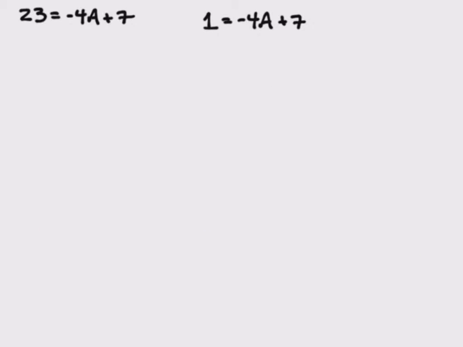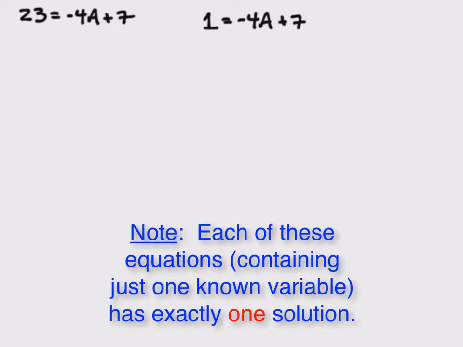Up till now, we've seen equations like 23 equals negative 4a plus 7, or 1 equals negative 4a plus 7. And when you limit that negative 4a plus 7 to be a single number, you get an equation with a single solution. That is, a number that when we substitute it in for a, makes the statement true.